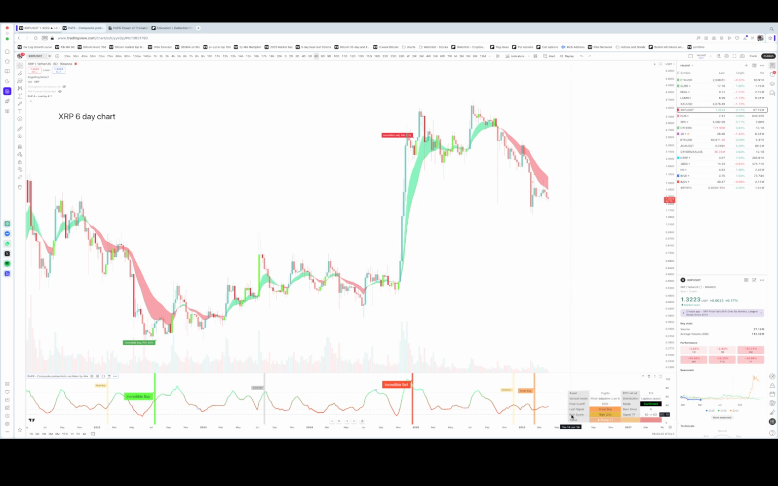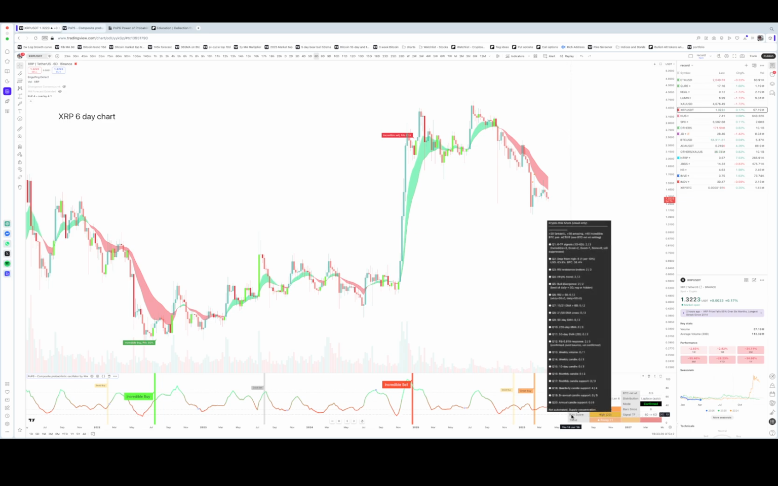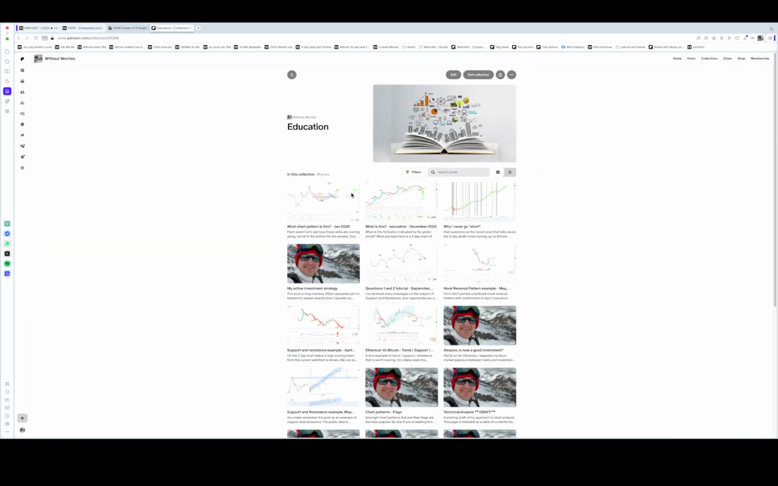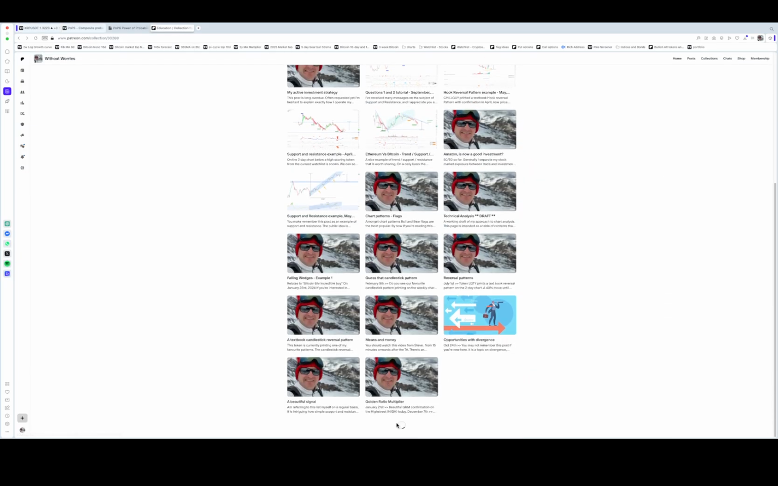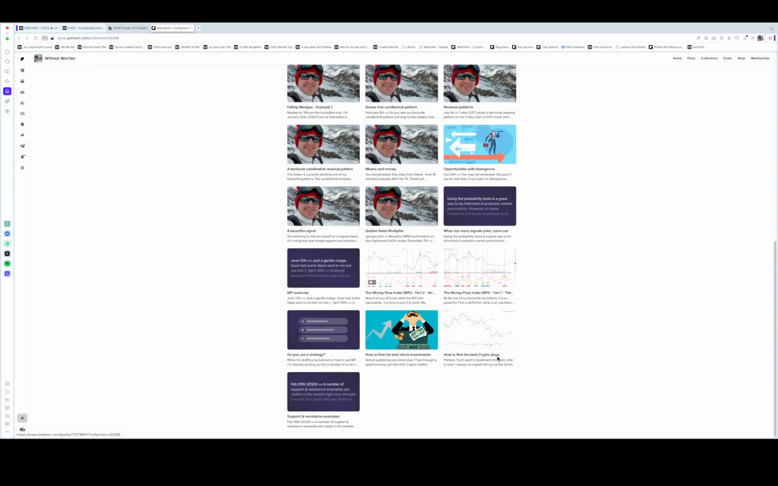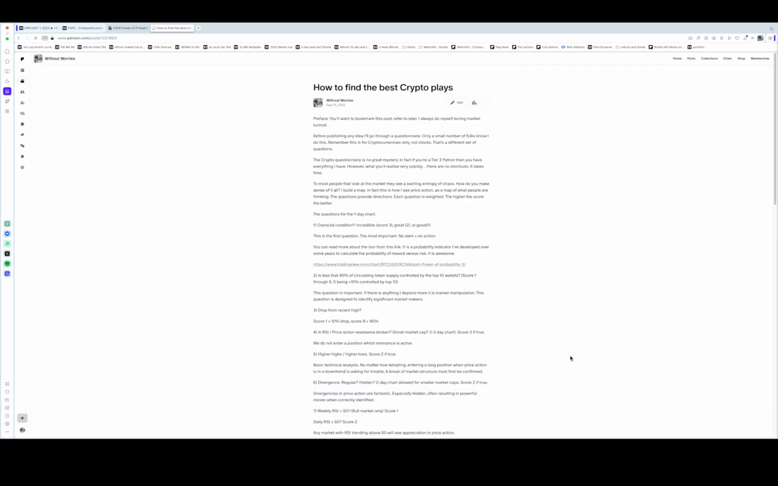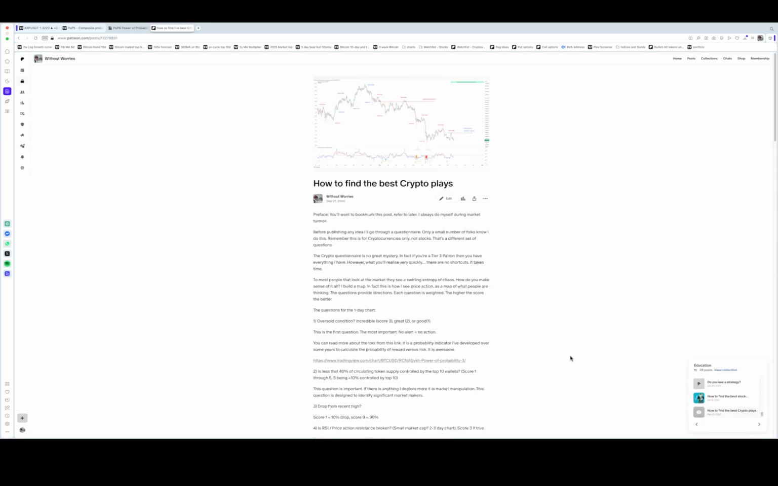Risk score. Now, massive update here. In the Patreon page, we have how to find the best crypto plays. So this is how to score the positions or measure the number of points we attribute to a position. And once we cross a level of 20, then that's when it's considered that the risk has become acceptable.